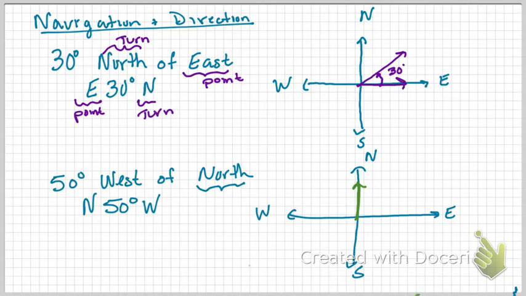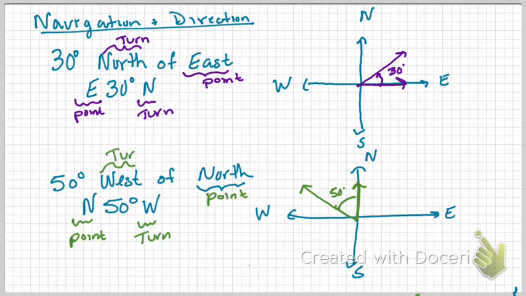Which means you turn this way towards the west, and that angle would be 50 degrees. That's 50 degrees west of north. So you point to this direction and you turn towards that direction. You point towards this direction and then you turn towards that direction.